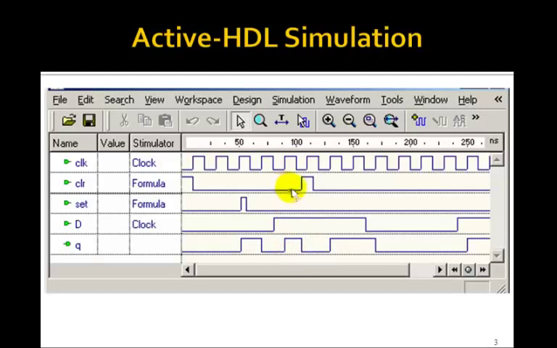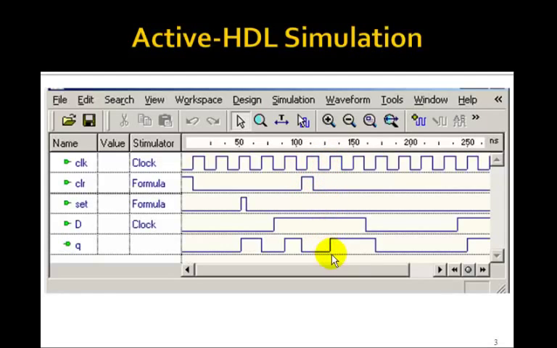But now we're going to bring clear high. This is our asynchronous clear. Doesn't matter what the clock is, it's low here. When clear goes high, Q immediately goes low. Clear goes to 0, and it stays 0 until the next rising edge of the clock. Notice there was a rising edge of the clock here, but clear is still 1. So when you take away clear, you wait till the next rising edge of the clock.